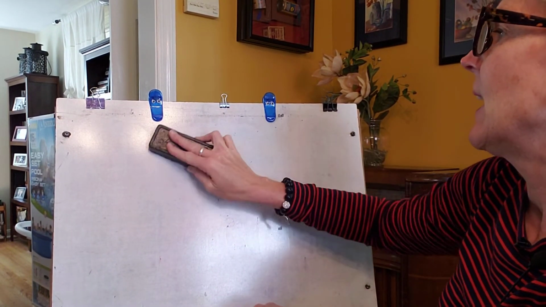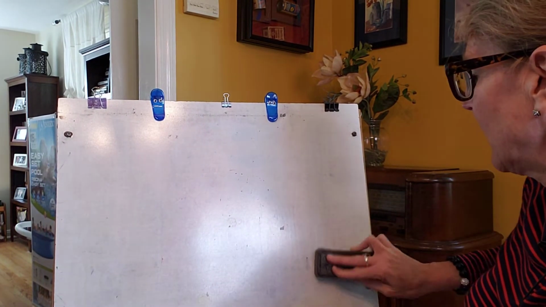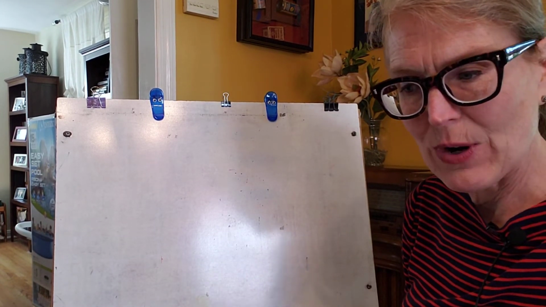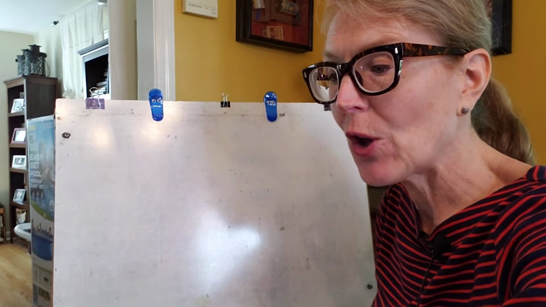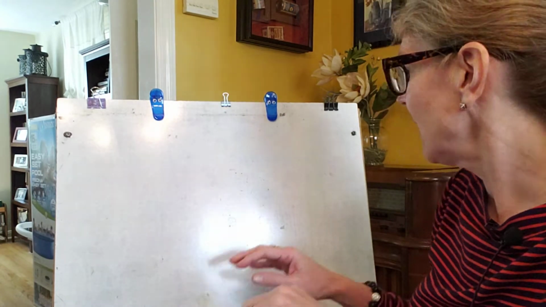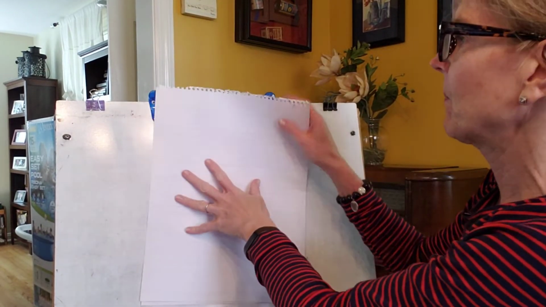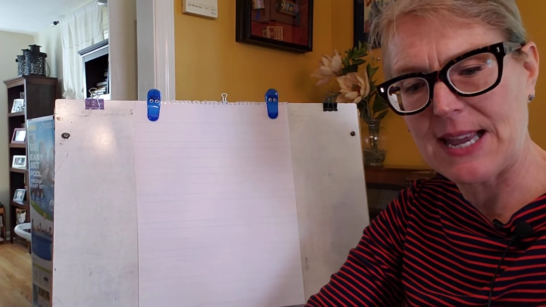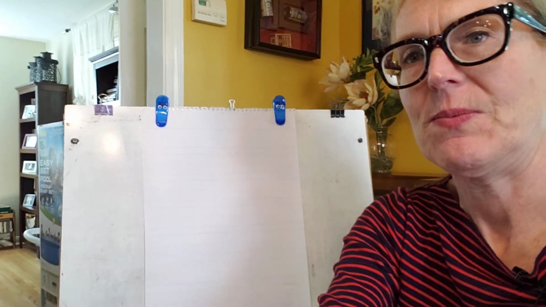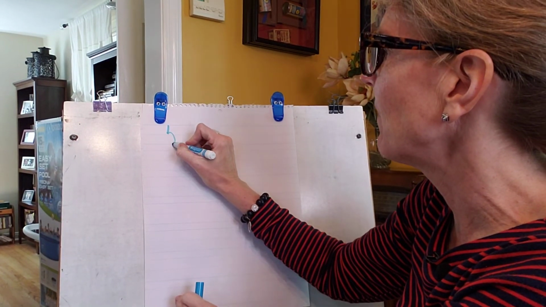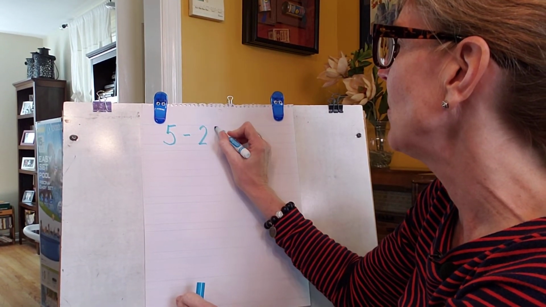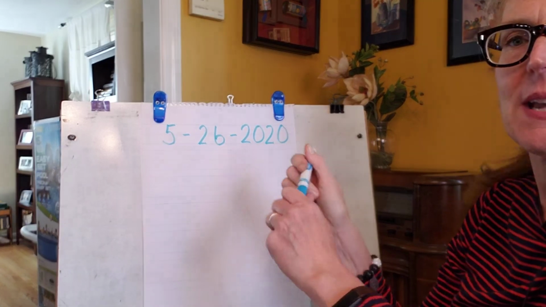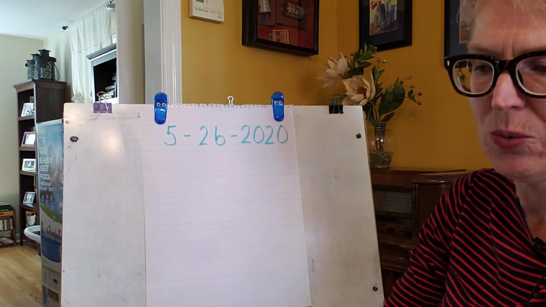We are going to write about what we had for breakfast. So you are going to write, let me get my copybook page here. And since we've all had breakfast, let's go ahead and write about breakfast. Okay. So let's get at the top of our copybook page. We're going to write 5-26-2020.